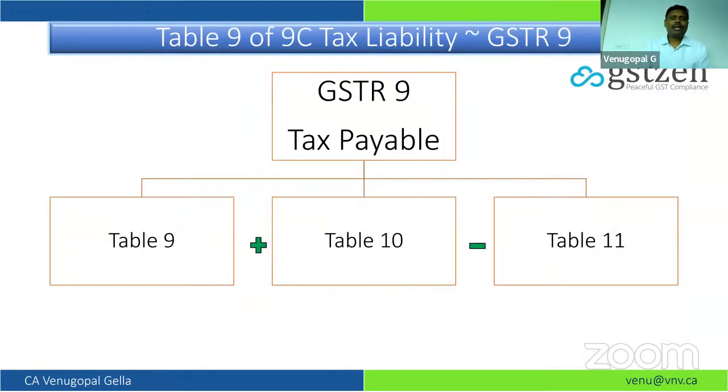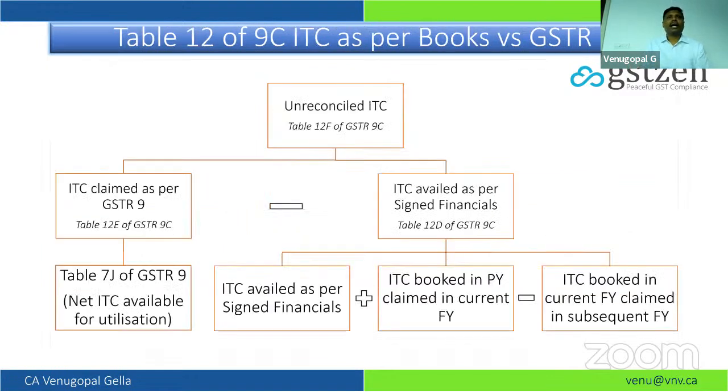The tax payable in GSTR-9 is, please note it is tax payable, not taxes paid. Tax payable should be compared with the tax liability of GSTR-9. ITC availed is referred to 7J of the GSTR-9. This got to be matching with 12E of 9C.